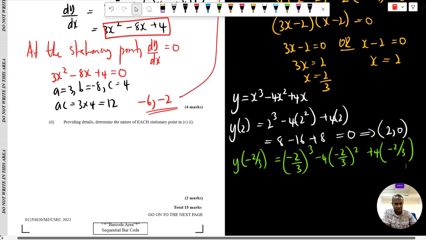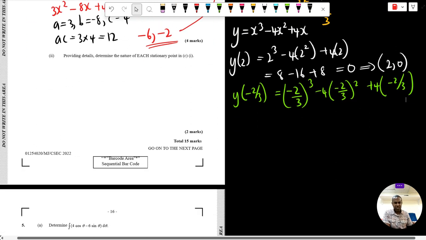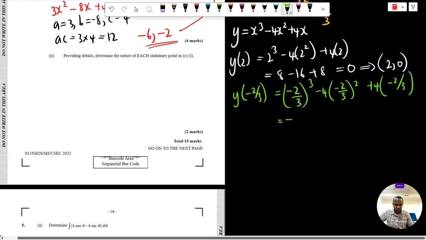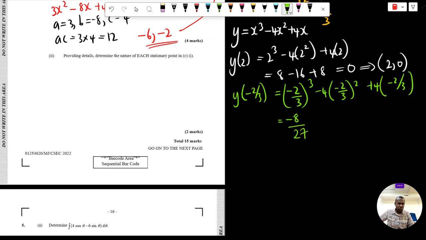Right, let's proceed. Now 2 cubed, that's 8, 3 cubed, that's 27. So this gives us minus 8 over 27. Then now we have minus 2 over 3 squared. That would be 4 over 9. We multiply that by 4, which gives us minus 16 over 9. And then we have 4 times minus 2 over 3. That is minus 8 over 3.